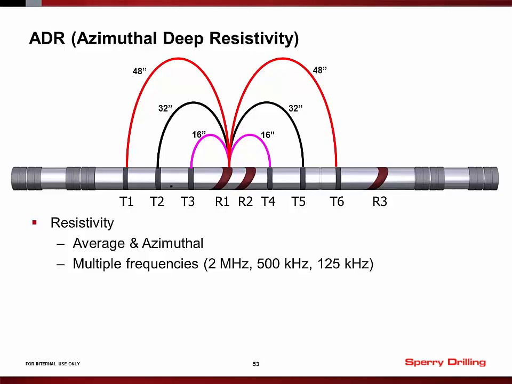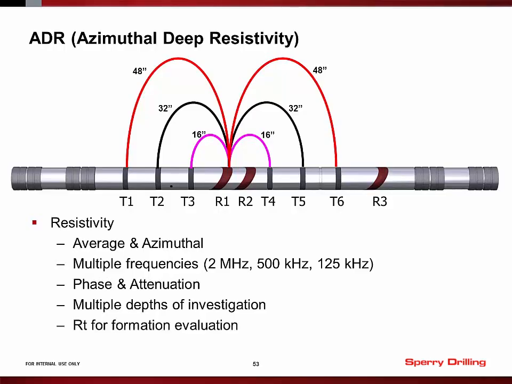The 2 megahertz and 500 kilohertz firings run on all spacings. The 125 kilohertz firing runs only on the 48-inch spacing. Each of those also provides phase and attenuation measurements in the same way that the other tools do, to provide a very wide range of measurements from very shallow to very deep, to give you a lot of different depths of investigation to help characterize, for example, an invaded zone in a reservoir.